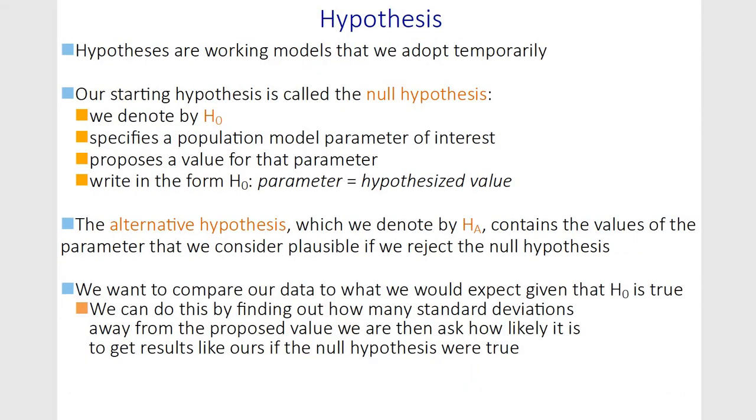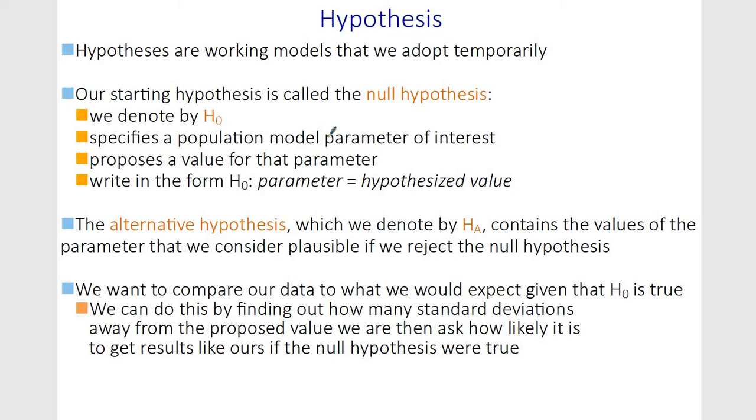Okay, what is a hypothesis? We are working with models that we adopt temporarily. We start with two kinds of hypotheses. You have the null hypothesis, which is denoted by H0, or H naught. That specifies a population model parameter of interest. It's usually written like this: H0, the null hypothesis, and you would say p, the parameter, is equal to whatever the hypothesis value is.